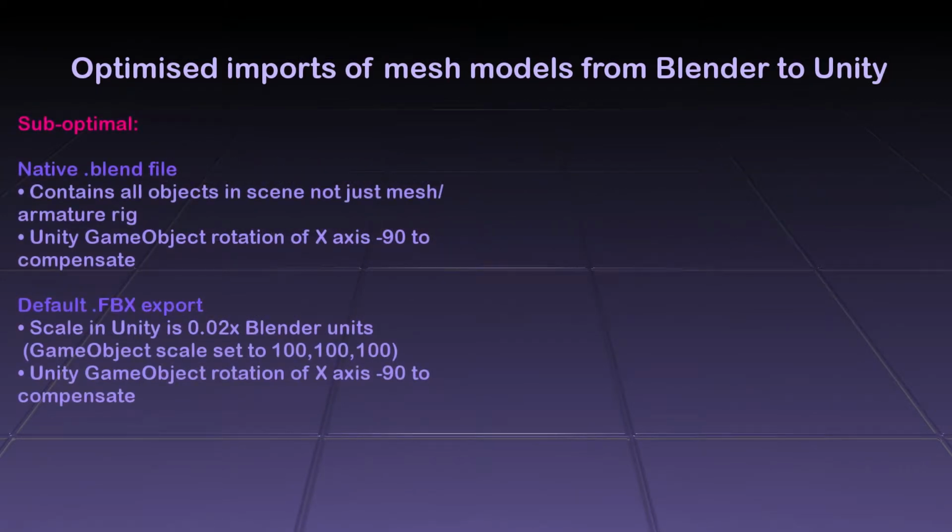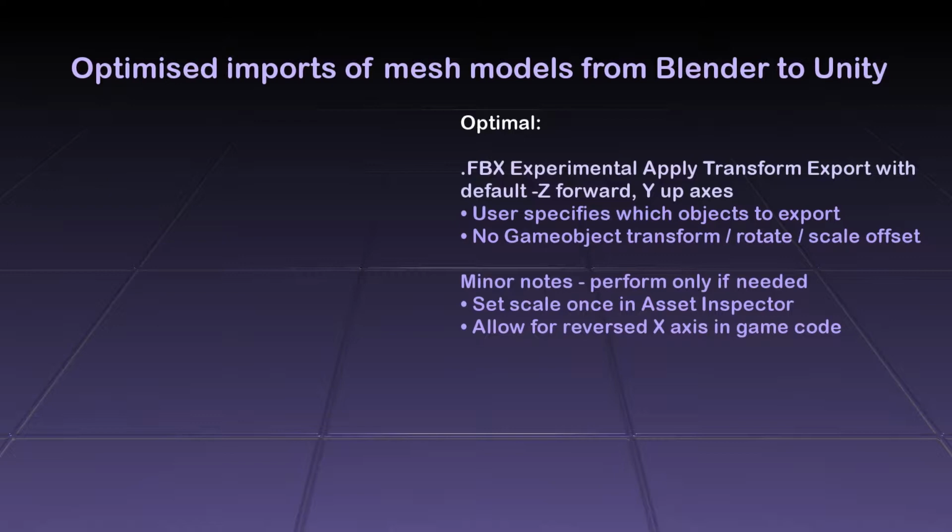The best way I found to export Blender objects for Unity is not with the native blend file, which contains every object in the scene as well as the required mesh and/or rig, and not using a default FBX export, which has issues with rotation and scaling, but rather to perform a custom FBX export of selected objects using the experimental apply transform checkbox with forward axis as -Z forward and up axis as Y up.